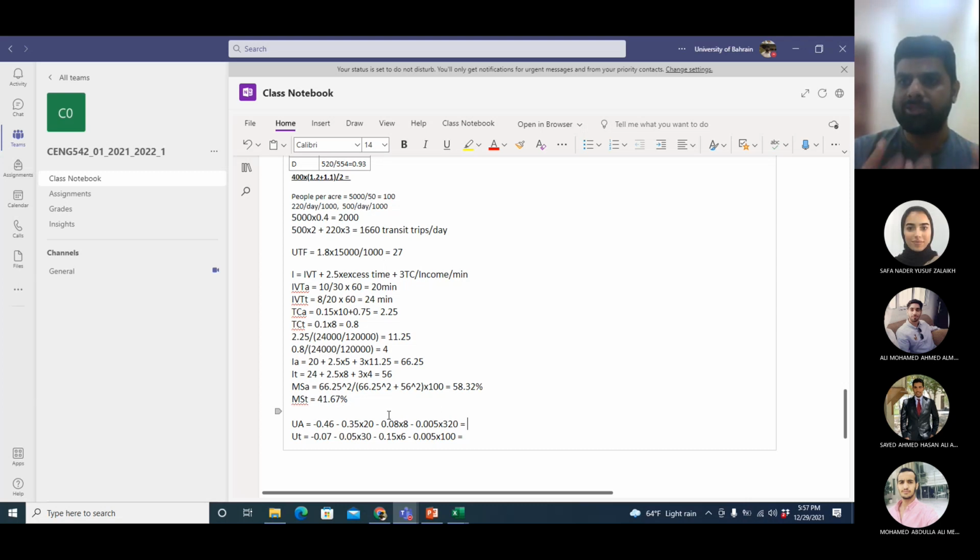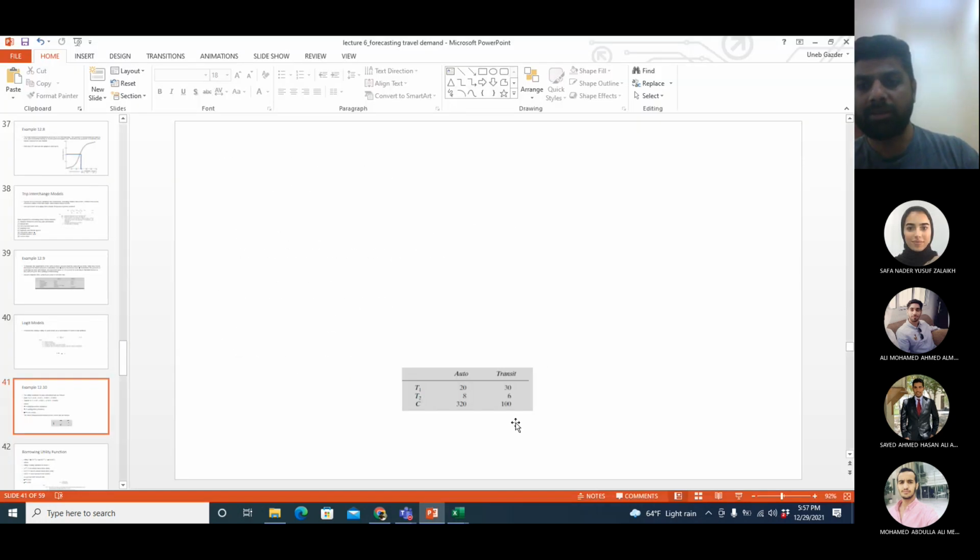Impedance means the resistance, the friction, the disadvantage, and utility means the advantage which you are getting from the mode. So all these things which were positive in impedance became negative in utility. Secondly, the difference is with the function as well. Did you calculate the values?